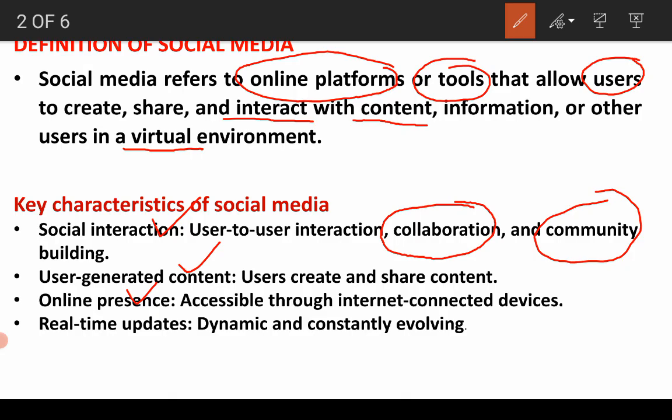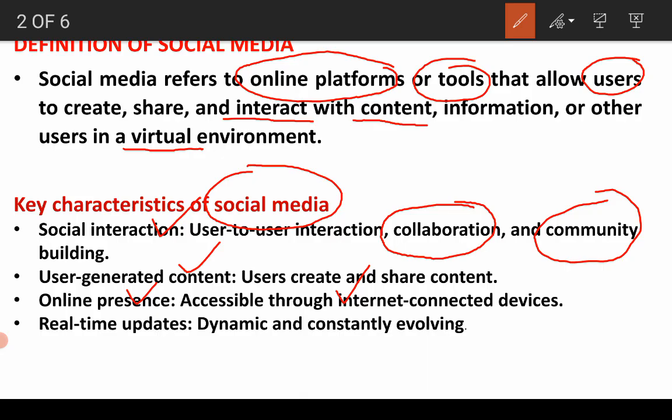All right, so we are saying it has online presence, meaning that it can be accessed on the internet. So social media is made possible with the use of the internet. Without internet, it cannot work. So you need the internet.